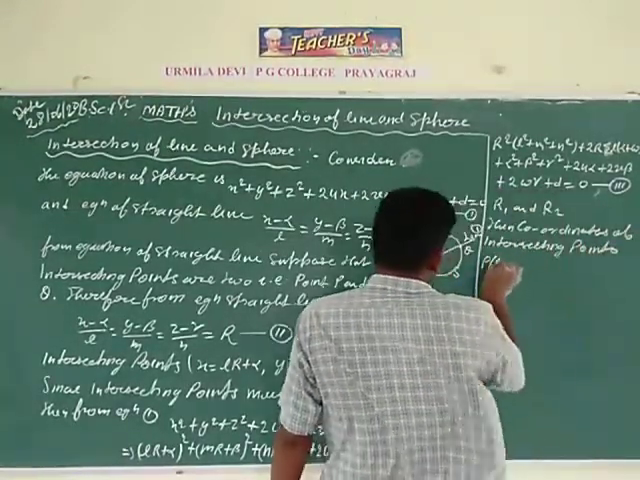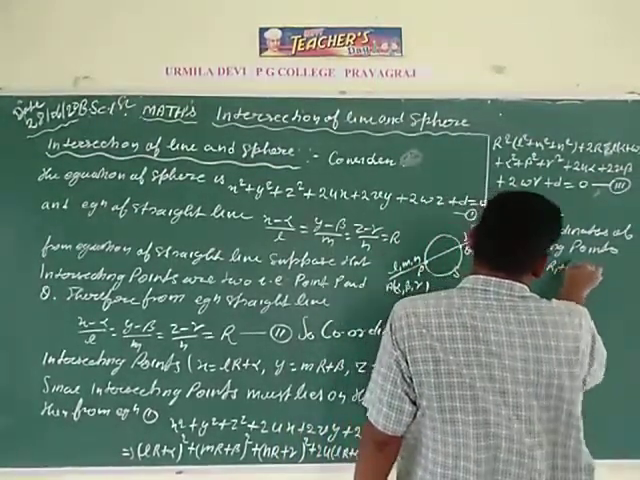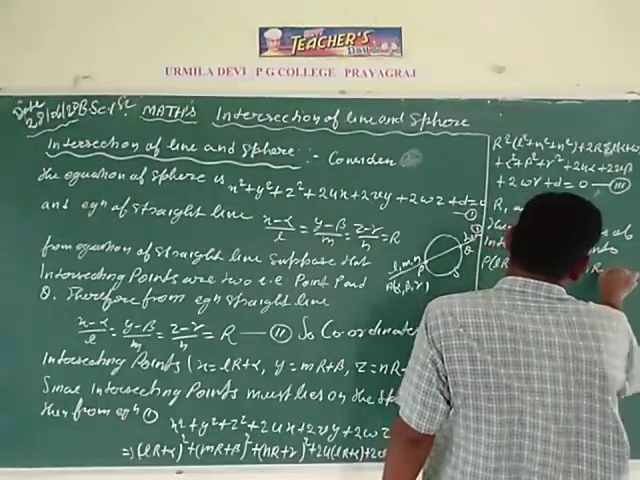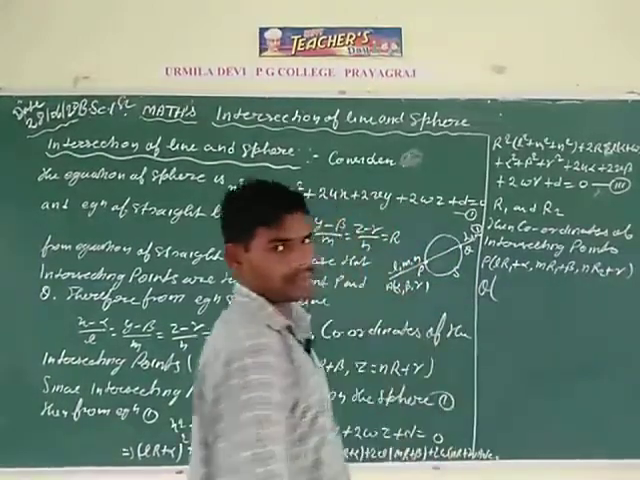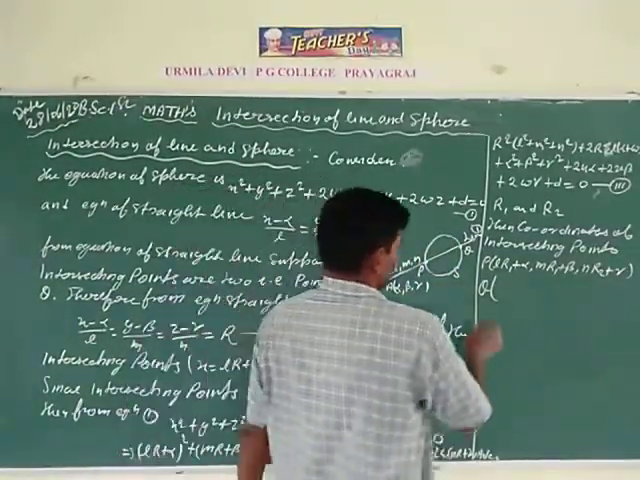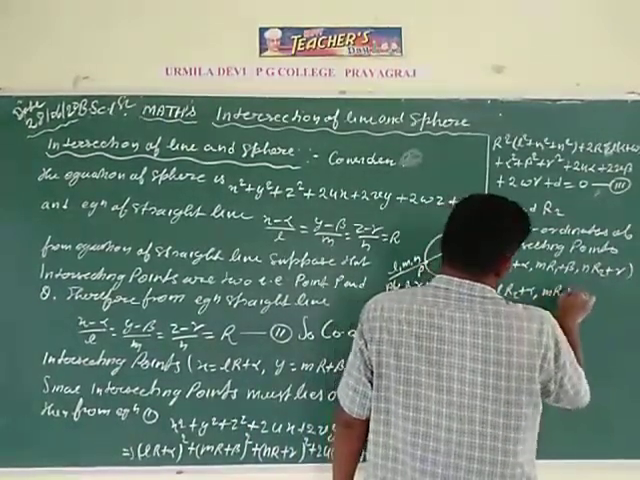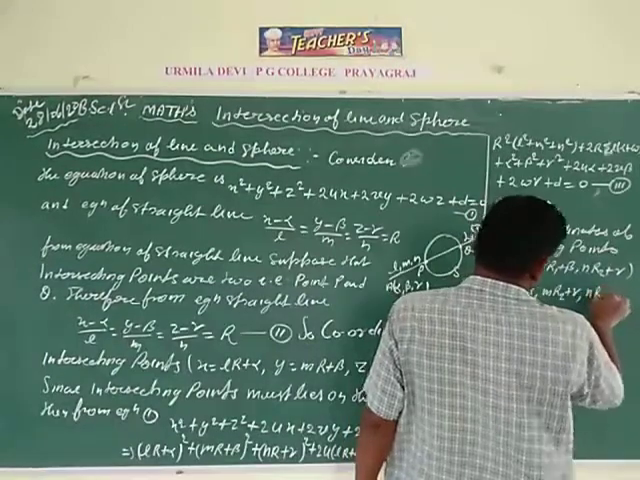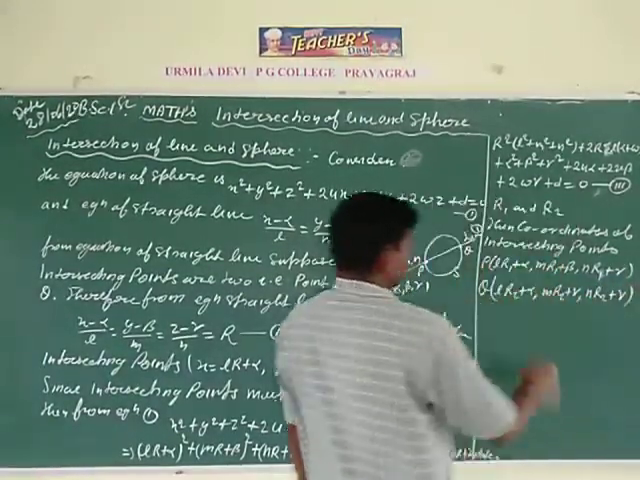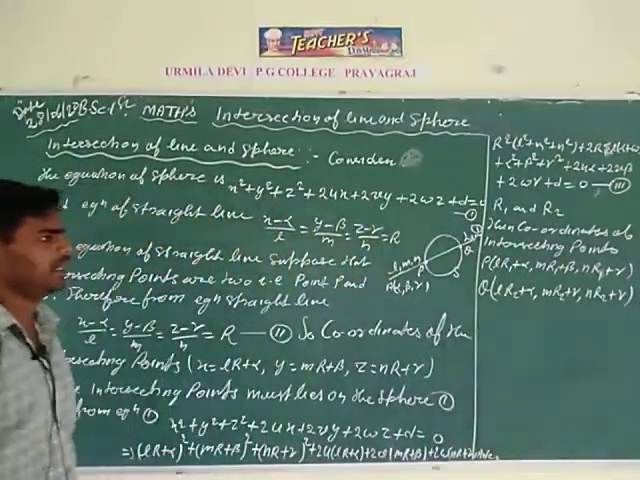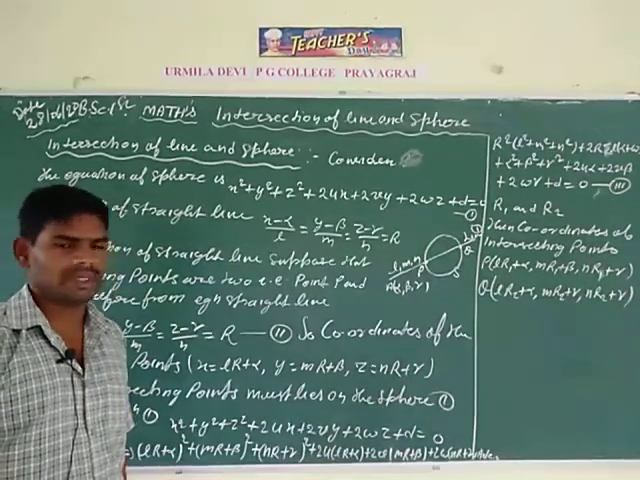The coordinates of the intersecting point capital P are (lR1 plus alpha, mR1 plus beta, nR1 plus gamma), and the coordinates of the second intersecting point capital Q are (lR2 plus alpha, mR2 plus beta, nR2 plus gamma). These are the two intersecting points, and numerically you can compute the coordinates of points P and Q.